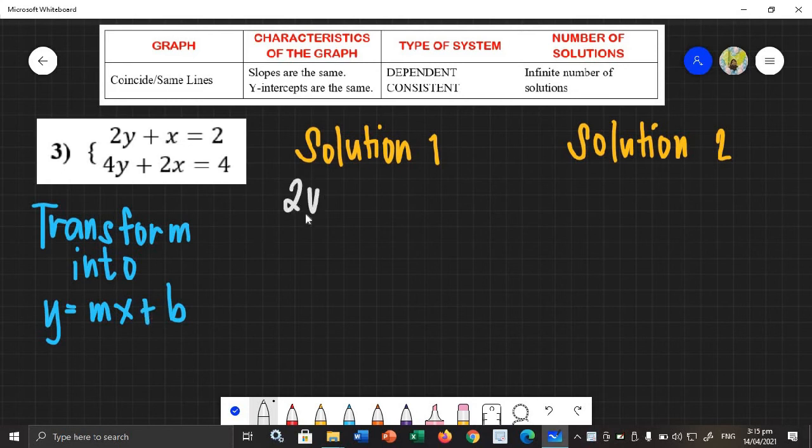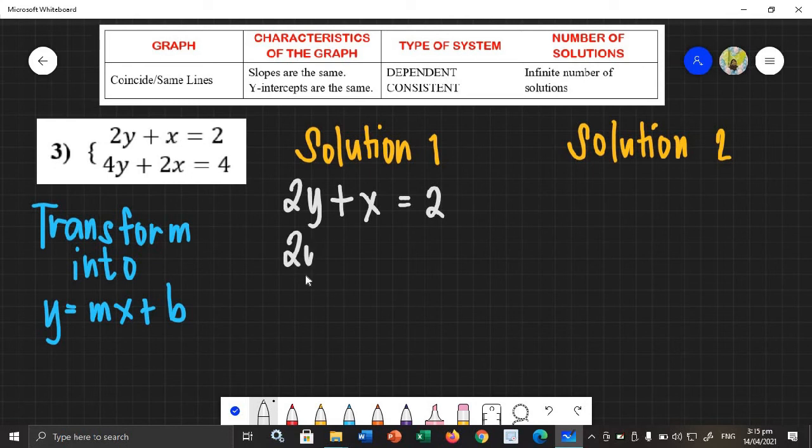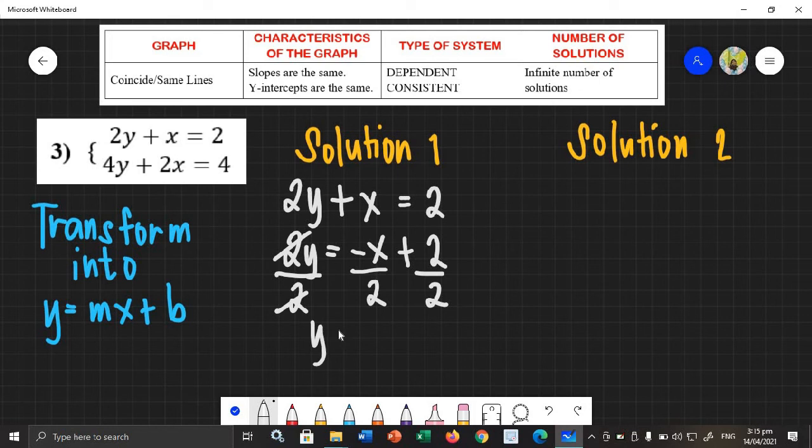So, we have 2y plus x equals 2. Transpose natin si x. So, we have 2y equals negative x plus 2. Divide natin whole equation by 2 to cancel out the coefficient of y. So, we have y equals negative x over 2 plus 2 over 2 is equal to 1. Okay? So, the slope of the first linear equation is negative 1/2. The y-intercept is equal to 1.